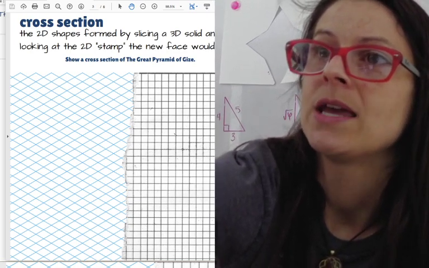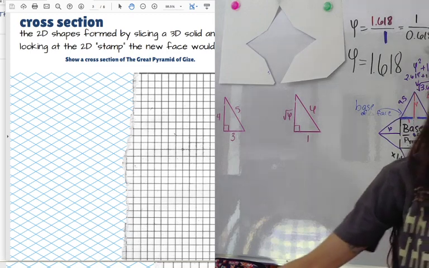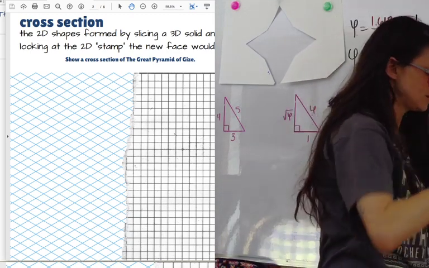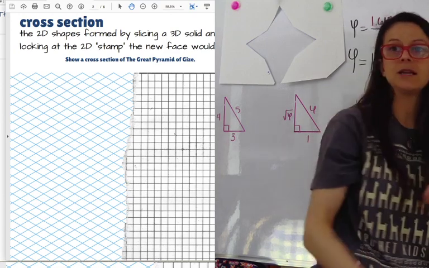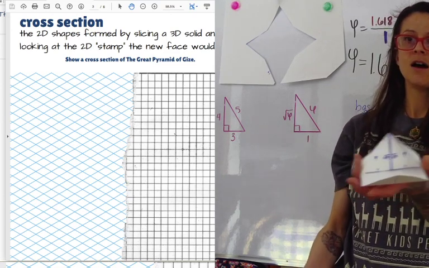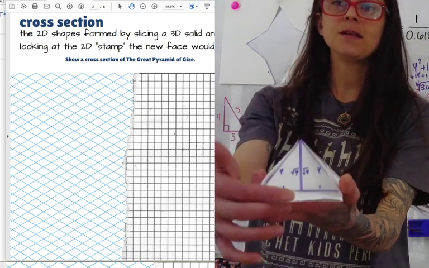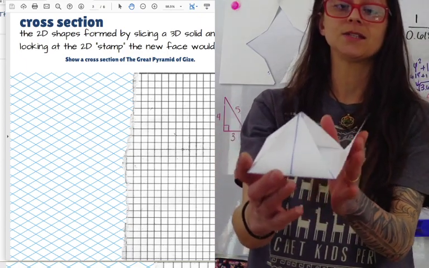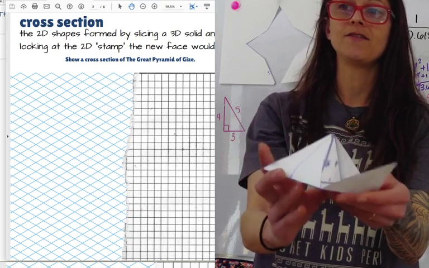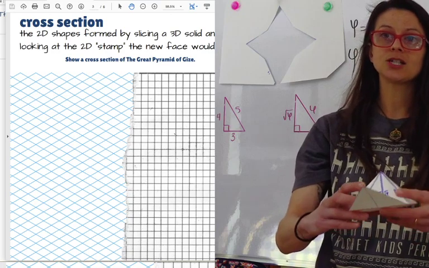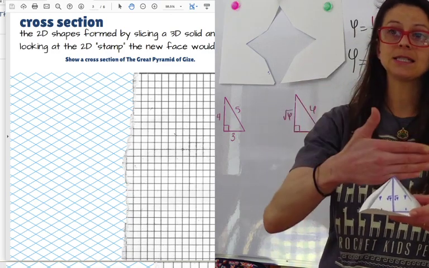that we constructed a beautiful three-dimensional model, a 3D proportional model of phi. A 3D model of phi using the Pyramid of Giza. So this is a 3D model of the Pyramid of Giza. How cool is that? And a cross section is when we slice something.